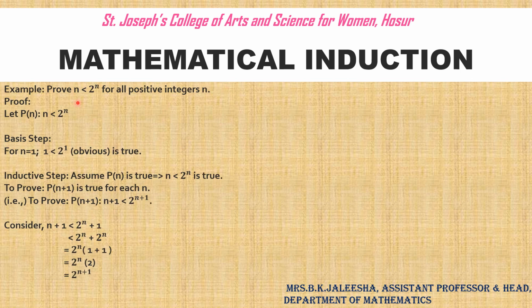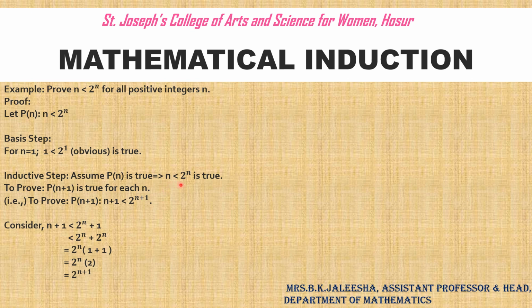Now here is another example we have given: n is less than 2 power n for all positive integers n. So what we need to prove is n less than 2 power n. Substituting n is equal to 1, the LHS is 1. What about the RHS, 2 power n? If you substitute n as 1, what you'll get? 2 power 1 is 2. So actually here we need to prove a less than inequality, not equality. So just compare the left hand side and RHS. The RHS should be the greater one, the LHS the smaller one. It is satisfied in the first case. So we are moving with the inductive step.